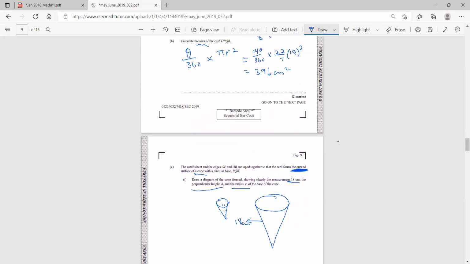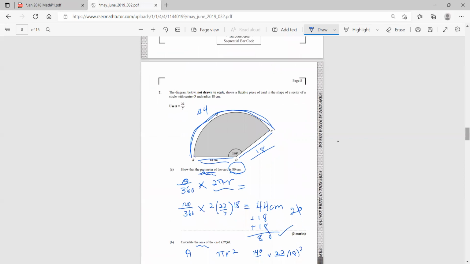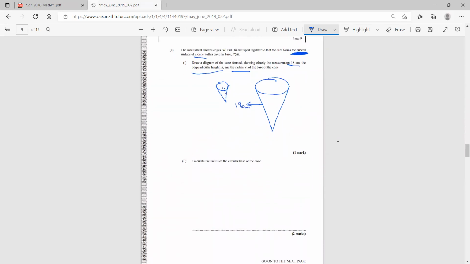Because remember they said OR and OP are going to be connected together. These are the only two going to be connected to each other, which is that part of the cone. Now they said show the perpendicular height H. Where would I put my perpendicular height H? From the center, right? Going all the way down, the same way they would show you in a diagram the height of something. So this is H, and where would my radius be?